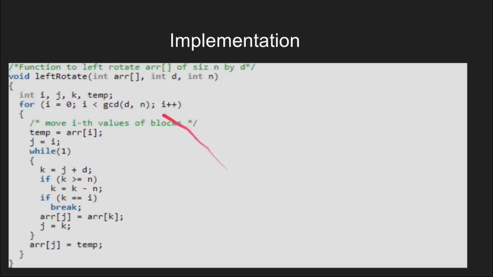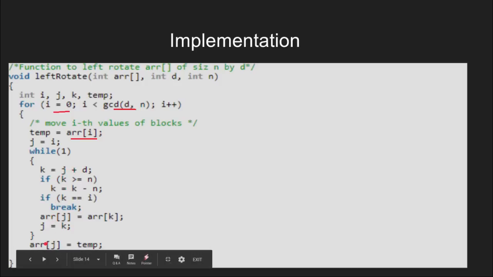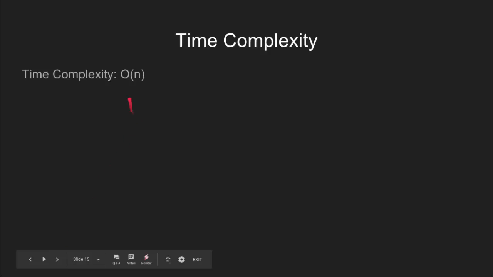Here is the simple implementation of the juggling algorithm. We run a loop from index 0 to GCD of d and n, where GCD is a separate function used to find the greatest common divisor of two numbers. We just start with temp equal to the ith element and keep moving the i plus jth element to ith place and finally store temp at the right place. The time complexity for this problem is O of n.